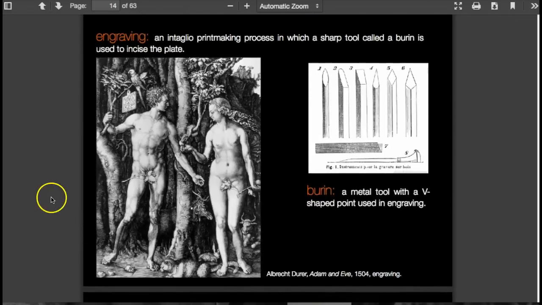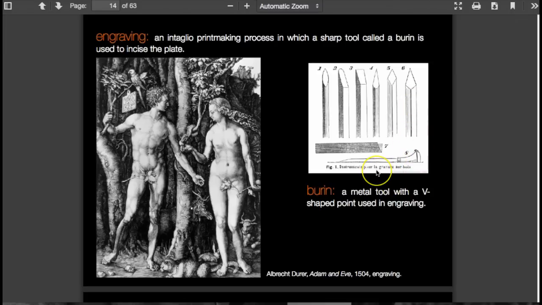Okay, so let's talk about engraving. So this again is an intaglio process, and we use a sharp tool called a burin to incise the plate. So this gives you examples of different types of burins that could be used to achieve different line qualities and shadows. And so it typically has a V-shaped point, and it's used to engrave.